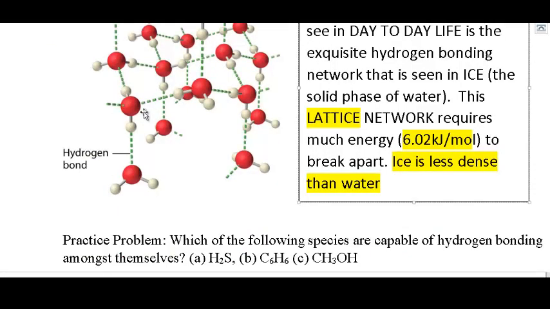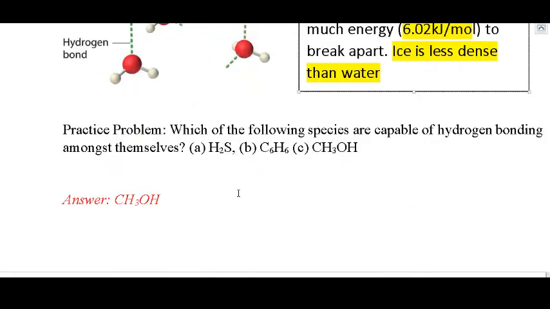All right, let's do this practice problem here. Which of the following species are capable of hydrogen bonding amongst themselves? So take a look at this and see if your answer coincides with mine. So the answer to this problem is CH3OH. This molecule is called methanol. And methanol, by virtue of that OH group, can form a hydrogen bond.